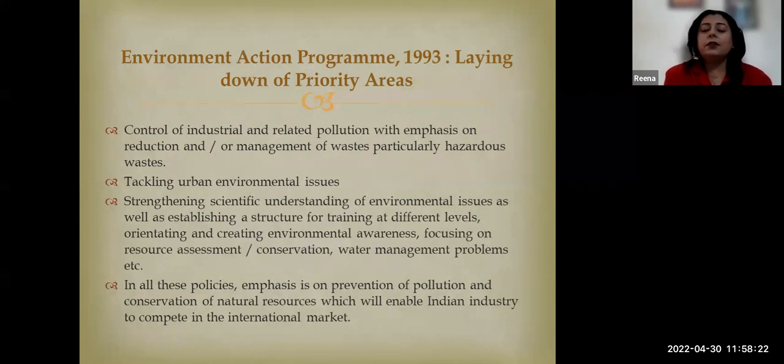So in all these policies, there is emphasis on prevention of pollution and conservation of natural resources. So it will help Indian industry to compete in the international market. For example, if a pharma industry from India has to export any pharma product to the international market, they have to meet all the national as well as international standards. So the WHO good housekeeping practices have to be implemented by those pharma industries. Otherwise, they cannot export their products to any country outside India. So these policies are not just important for prevention of pollution in our country, but also to ensure that we can take up trade and export our products to other countries. This is possible only when we abide by the laws of international environment statutes.